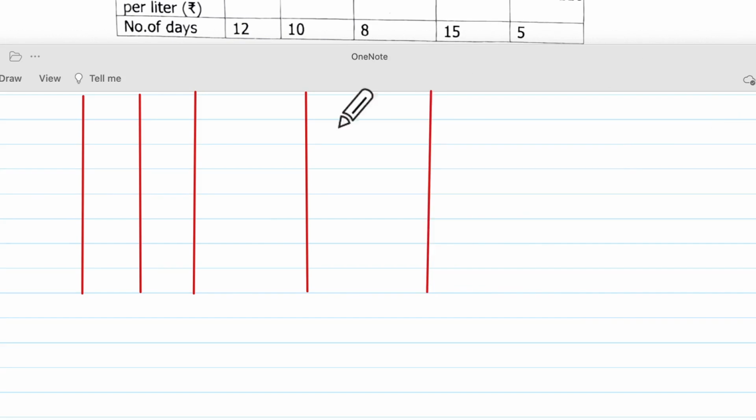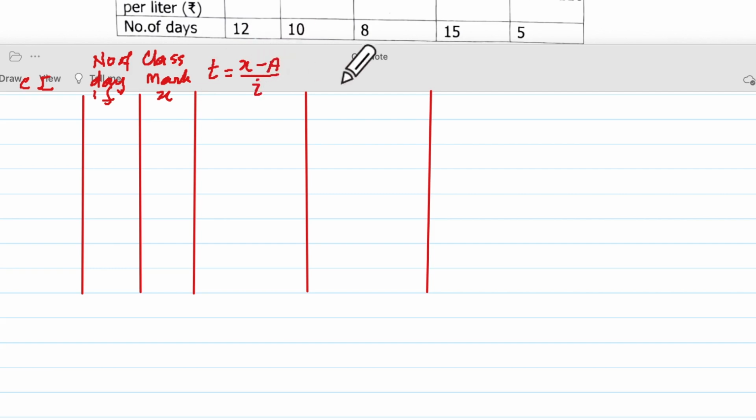Okay, so this is going to be your class interval. This is going to be the number of days. Write them one below the other, and that is going to be the frequency. Then we have the class mark. Class mark is going to be your x value. And then you'll have to find your t, which is x minus a upon i. And then you'll have ft. Understanding so far? Quickly write it. 85 to 90.